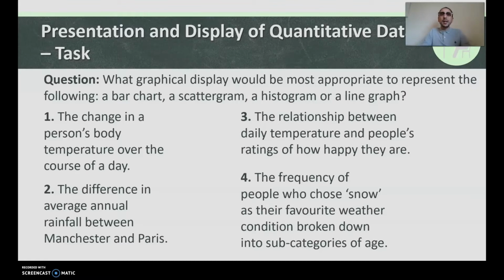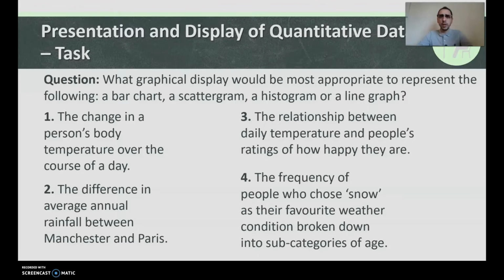The change in a person's body temperature over the course of a day. Okay, think about it. What might be the answer? Number 2. The difference in average annual rainfall between Manchester and Paris. Right, okay, I got the idea. Number 3. The relationship between daily temperature and people's ratings of how happy they are.